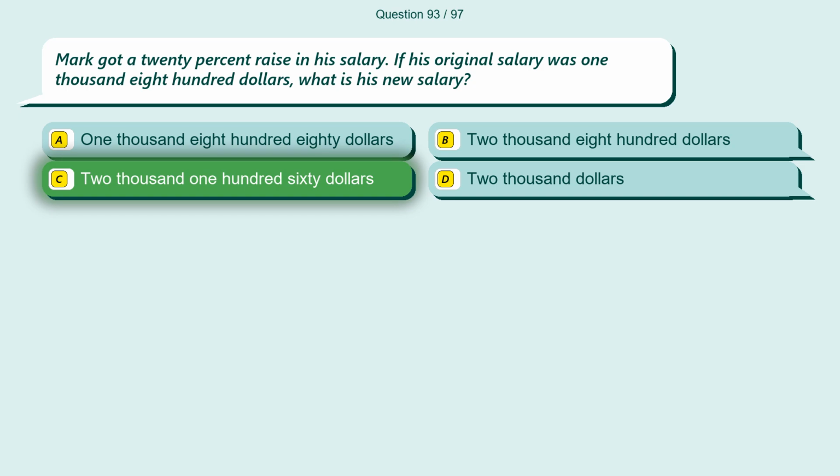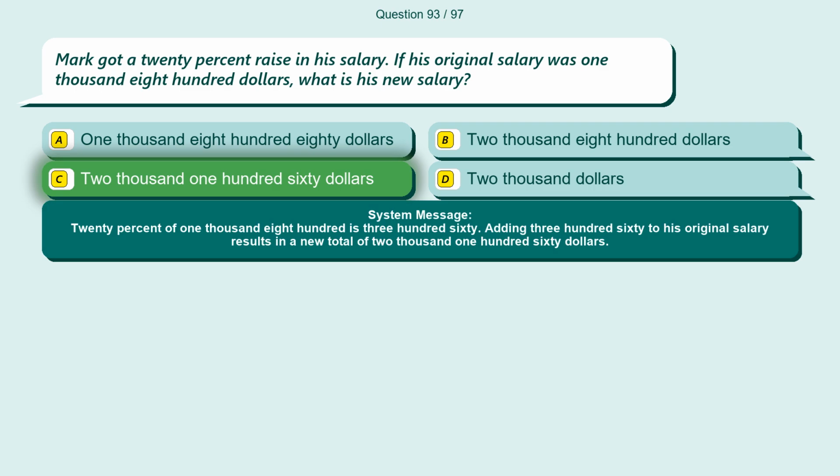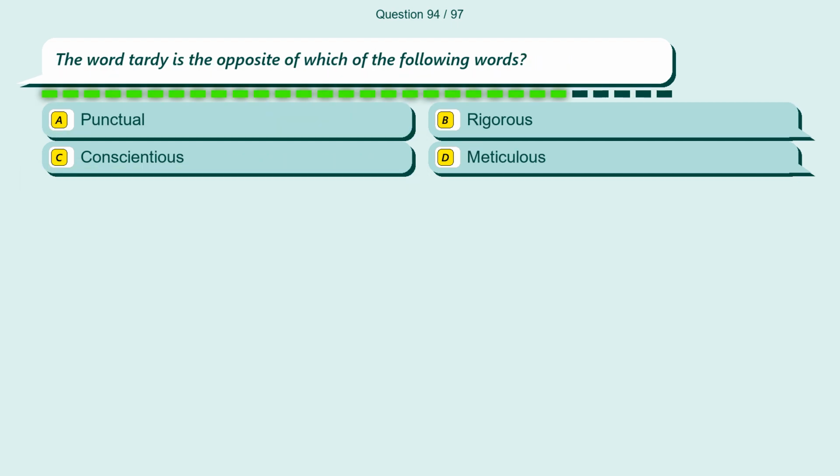The correct answer is option C, $2,160. 20% of 1,800 is 360. Adding 360 to his original salary results in a new total of $2,160. Question 94. The word tardy is the opposite of which of the following words? Option A, punctual. Option B, rigorous. Option C, conscientious. Option D, meticulous.